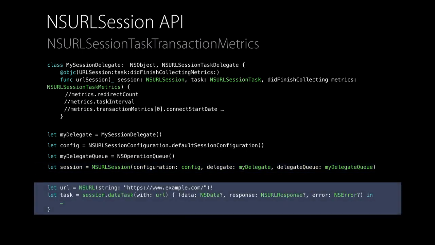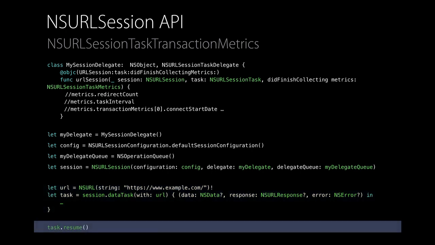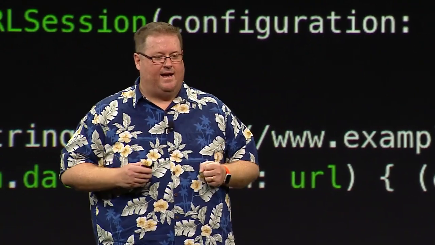We create a task with our session. And what do we want our task to do? Well, let's just simply load this server's root web page. And here I'm using, again, the data task method. And this requires a closure as a parameter. Now note with this closure that our didFinishCollectingMetrics delegate callback will be called first, before that closure is invoked. Oh, and also don't forget your good old task resume. Got to make sure to resume that task so that the work can actually execute.